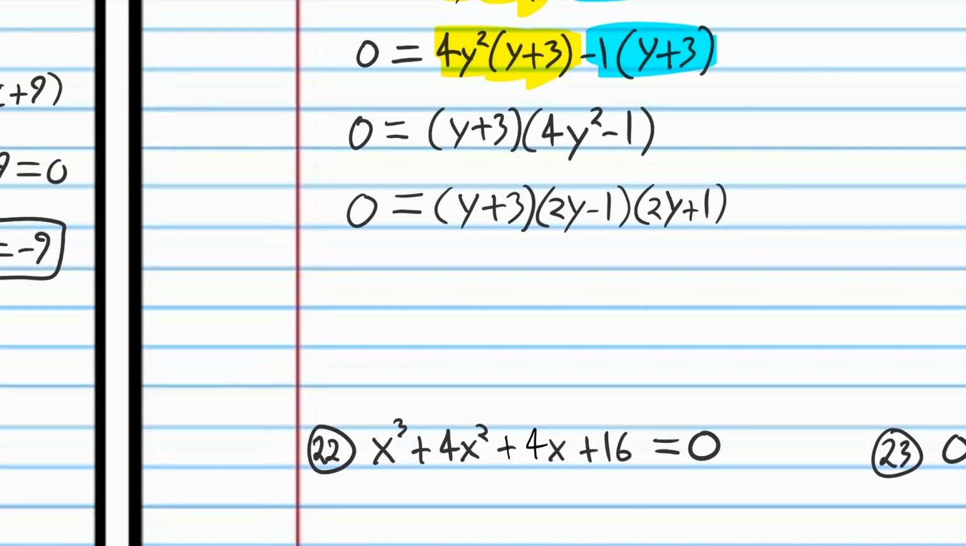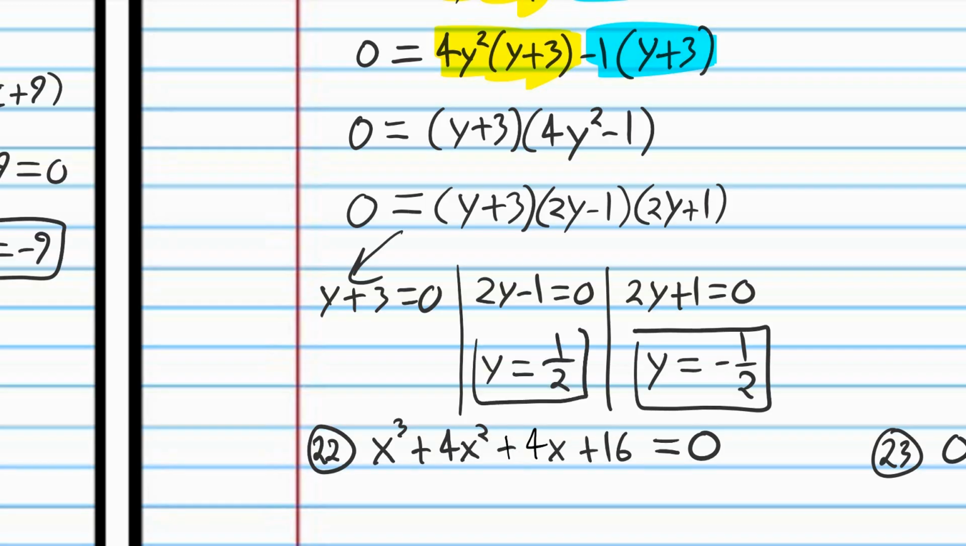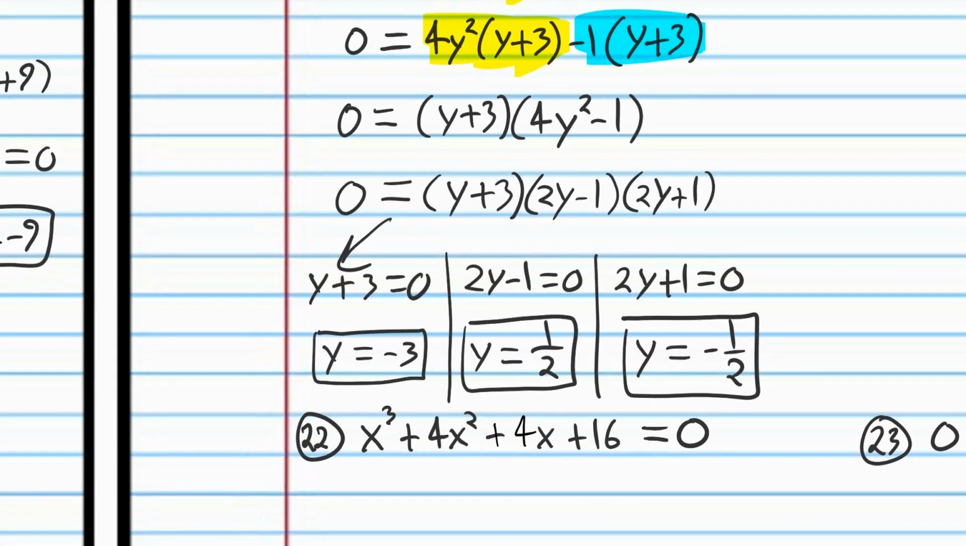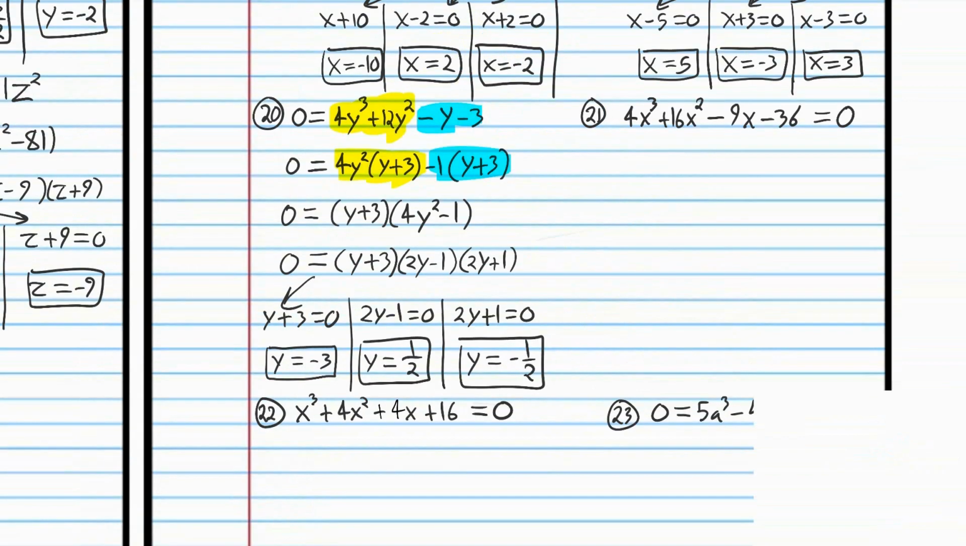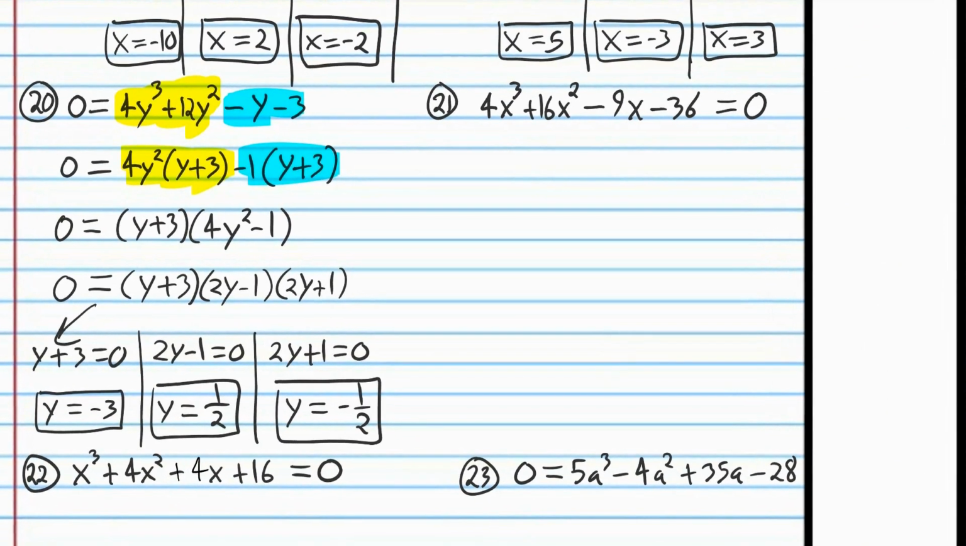So now we're just going to break it up into 3 equations like normal. y is equal to negative 1/2. y is equal to positive 1/2. And y is equal to negative 3. All right, so why don't you try number 21, and when you come back, we'll do it together.